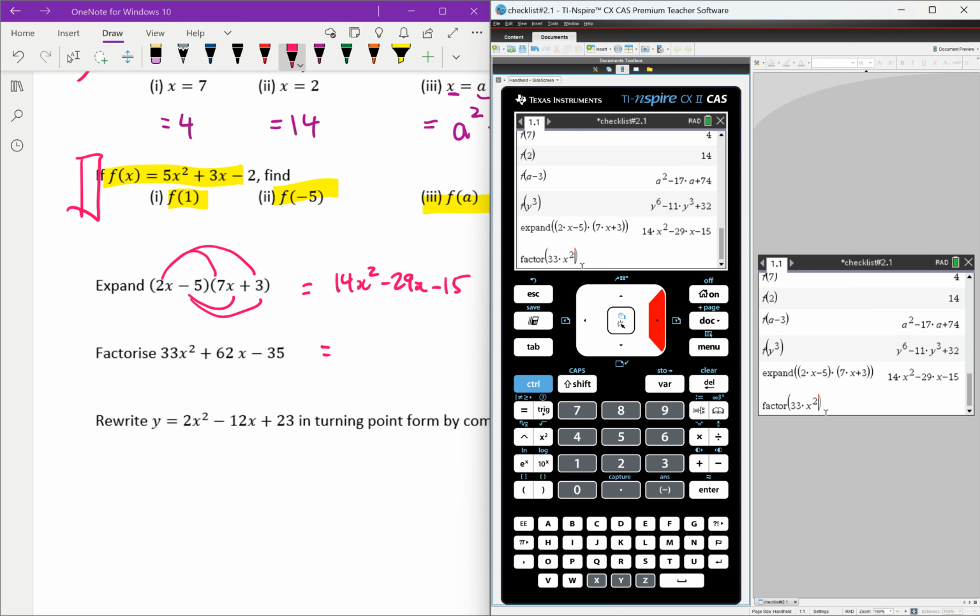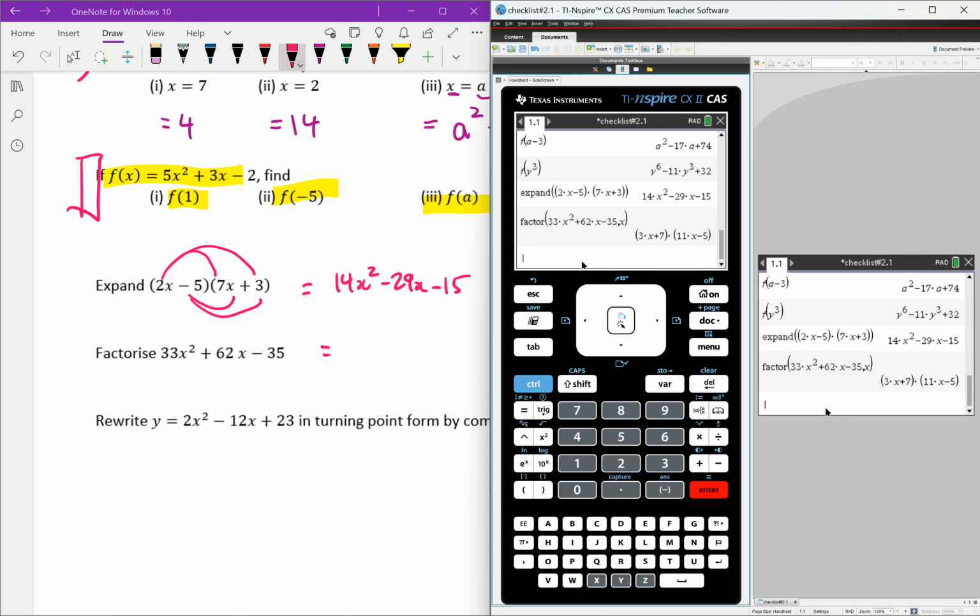And I'm going to factorize 33 times x squared, and make sure to put the times symbol in between, just as a good habit, plus 62 times x minus 35. And here I'm meant to put comma x to tell it to factorize in terms of the variable x. So here we go. After you do comma x, I'm going to press enter, and it factorizes for you. It's 3x plus 7 and 11x minus 5.